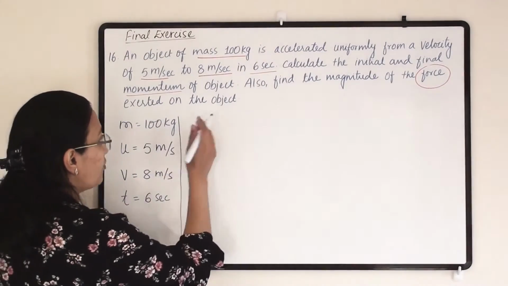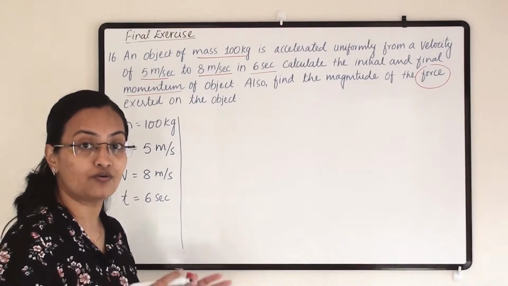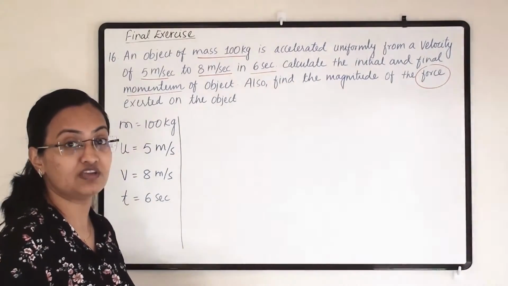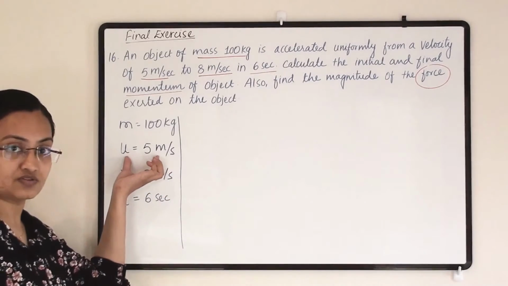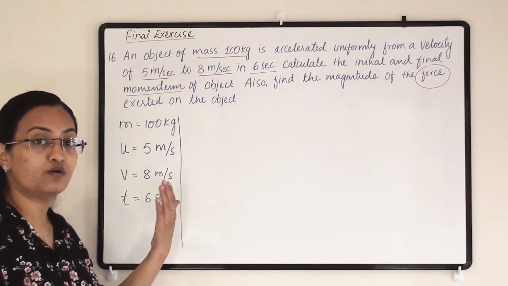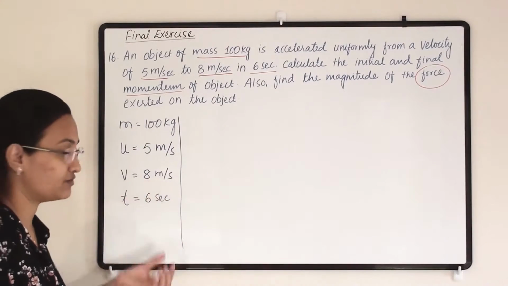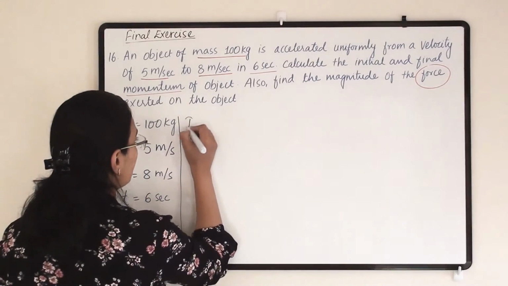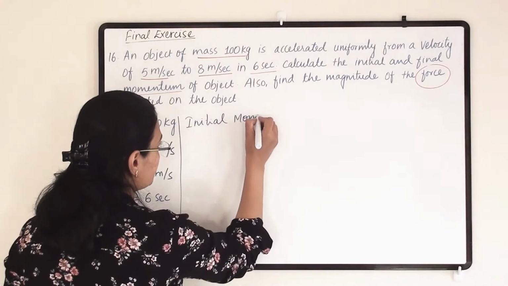So what is the formula of momentum? Momentum is a product of mass and velocity. So when we are finding out initial momentum, we are going to use initial velocity. And when we are finding out final momentum, we are going to use final velocity. So first we are finding out initial momentum.